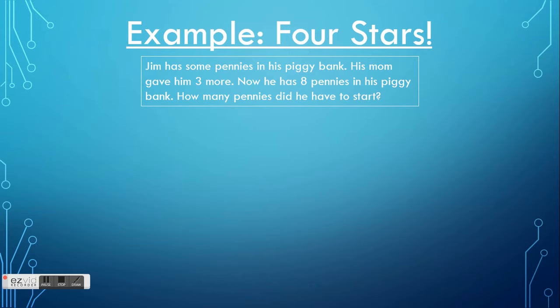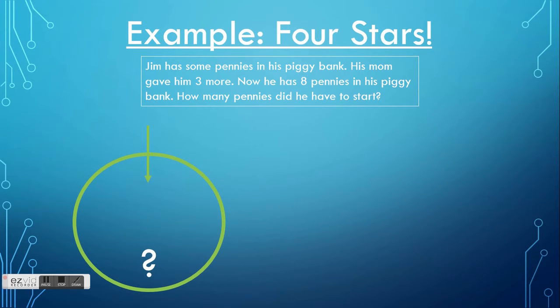So remember, we're going to start with what we know. So first, we know Jim has a piggy bank. There it is. We don't know what's in it, but we do know that his mom put 3 inside of that piggy bank. And as always, I'm going to add some numbers so we can make sure that we drew the correct amount of pictures. So his mom put 3 in.